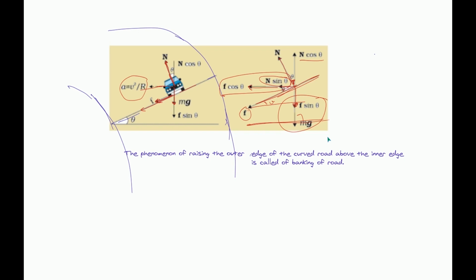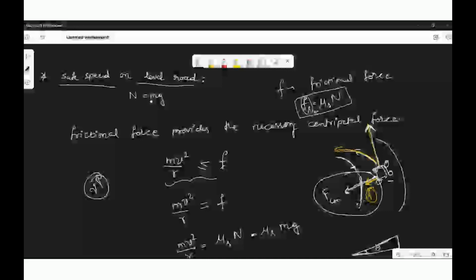Whenever you write something in the exam, the diagram is mandatory. It is a must. With the diagram only you have to state all this. You have to draw the diagram for both. If the question is about a level road, you draw the first one. If the question is about the banked road, you draw the second one. In that also, if you cannot draw the diagram with the car, you can ignore it. You can just draw the free body diagram. That much is enough.